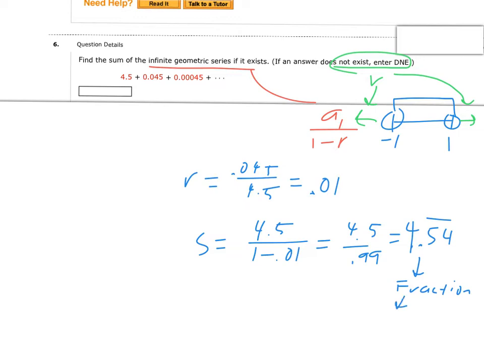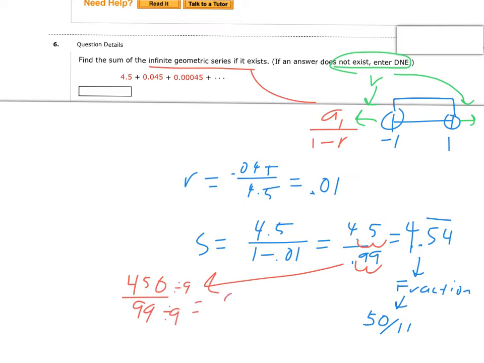And I have the button on my calculator to do that, so it's going to come out to 50 over 11. If you don't have the button on your calculator, what you can do here instead is move the decimal on the top and bottom over. So I'd have to move it the same, so it'd have to be 450 over 99. And then I would just reduce it from there, so I would divide both of these by 9. And that would give me that 50 over 11. So that's what I'm going to put there for my answer.